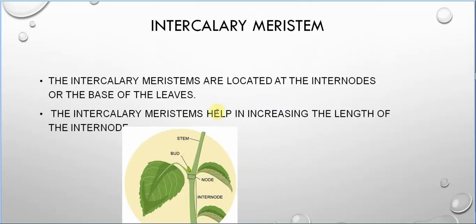The next one is the intercalary meristem. Now this intercalary meristem is located at the internodes or at the base of the leaves. So what is the meaning of this internode?